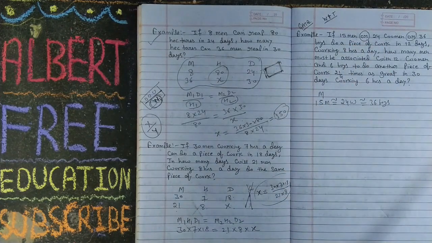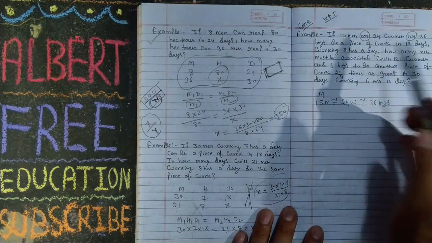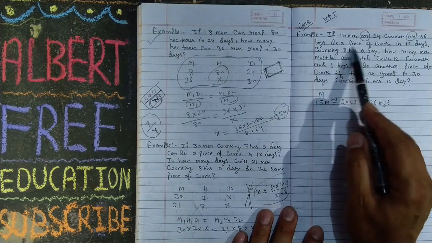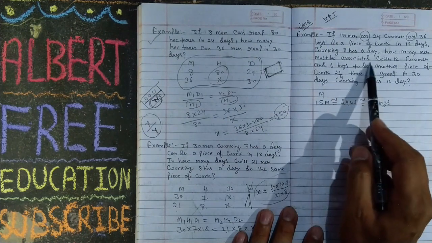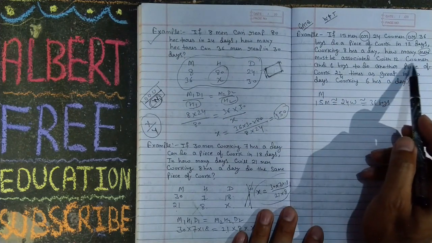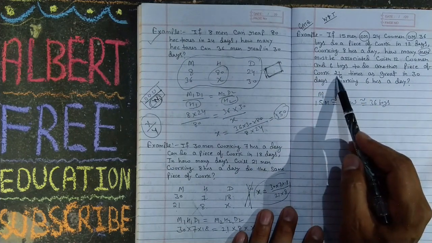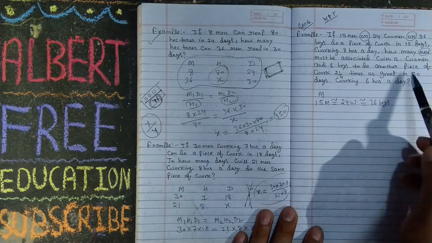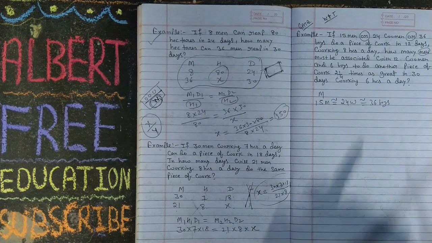If 15 men, okay, all are the same. So what question is he asking? At first I will read the question. 20 boys do a piece of work in 12 days, working 8 hours a day. How many men must be associated with 12 women and 6 boys to do another piece of work 2 and 1/4 times as great in 30 days, working 6 hours a day? Okay, so he is asking about men.